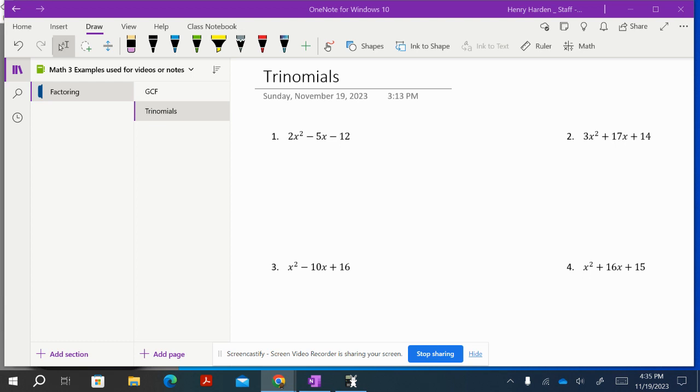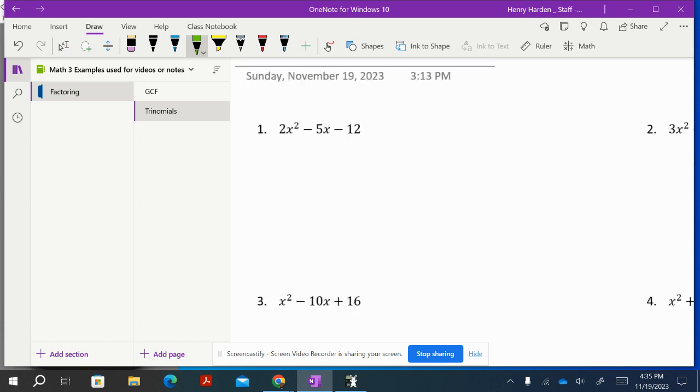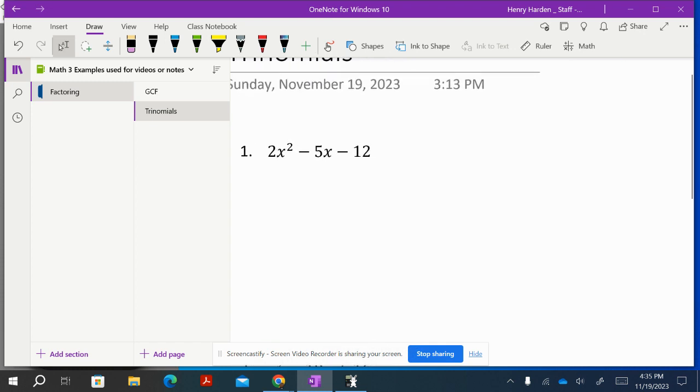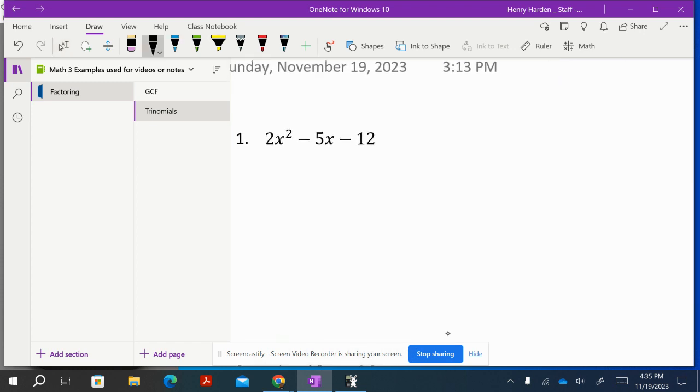All right, y'all. So we are looking at trinomials. This part is where a lot of people have fallen off the train track. And so when factoring trinomials, the first thing you got to remember is that factoring trinomials is kind of the opposite of distributing. It's sort of going backwards.